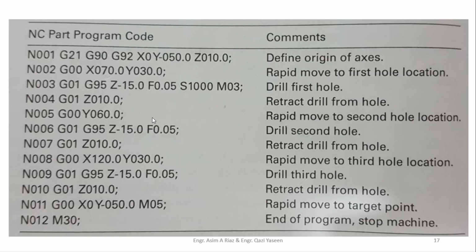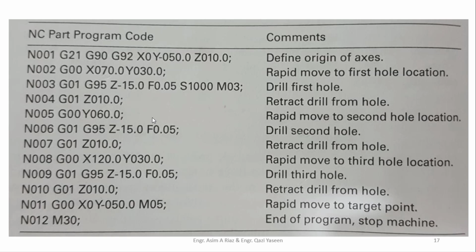In the third NC instruction, N003, G01 is used for the linear interpolation, because now you have to move the drill bit linearly in the downward direction, or in the negative Z direction. G95 shows mm per revolution, because here you have to mention the feed rate as well as the spindle speed. Z -15 basically shows the depth of the drilled hole. F 0.05 shows it from the statement.